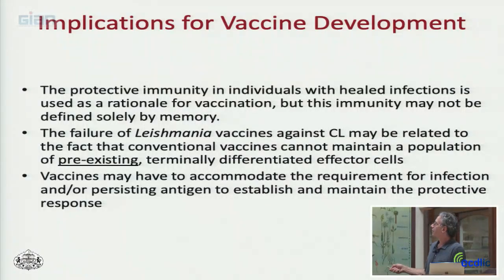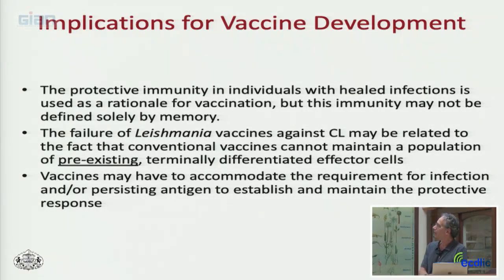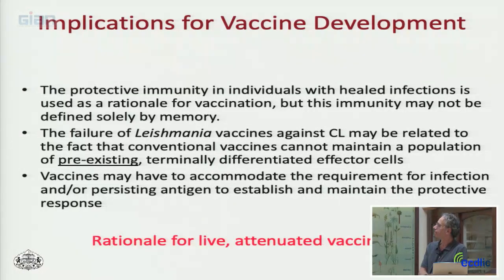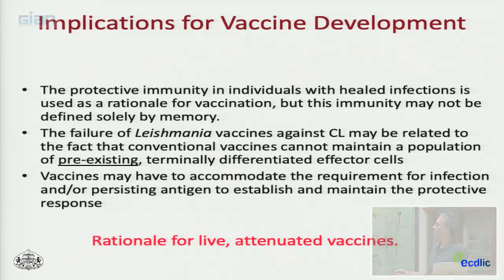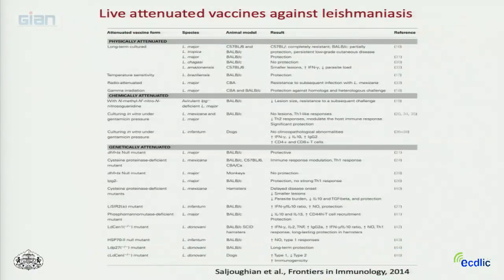So vaccines may have to accommodate the requirement for infection or persisting antigen to establish and maintain the protective response. And that is the rationale for live attenuated vaccines. And there's tons of experimental work done. This is just a list of some of the live attenuated vaccines against leishmaniasis using physically attenuated, chemically attenuated, or genetically attenuated parasites.